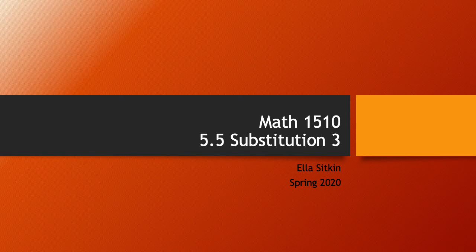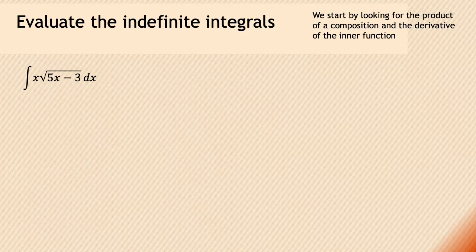We're going to look at the third example of evaluating indefinite integrals using the u-substitution method. Remember, if you can do it by another, simpler method, then you should. But we get problems like this where we have the product x times the square root of 5x minus 3, and there's no product rule, there's no quotient rule for taking antiderivatives.